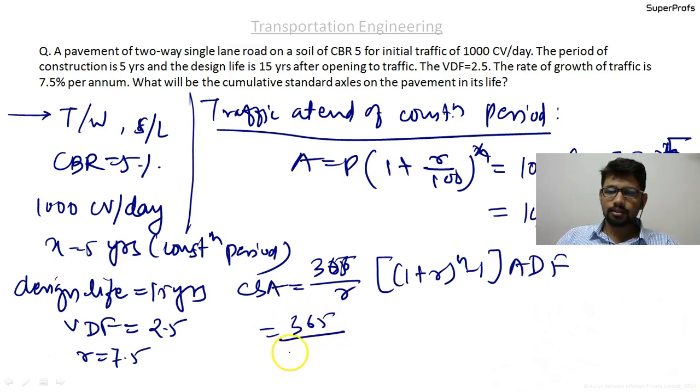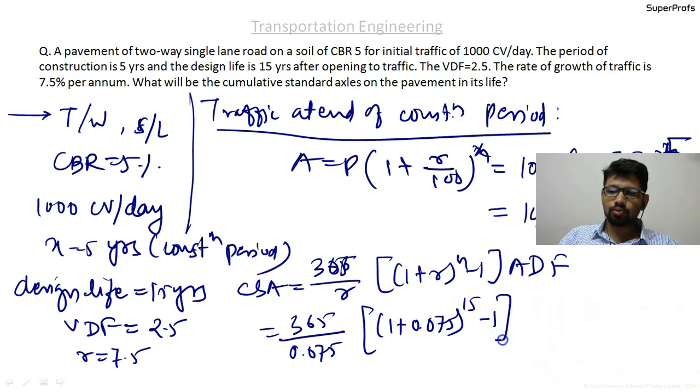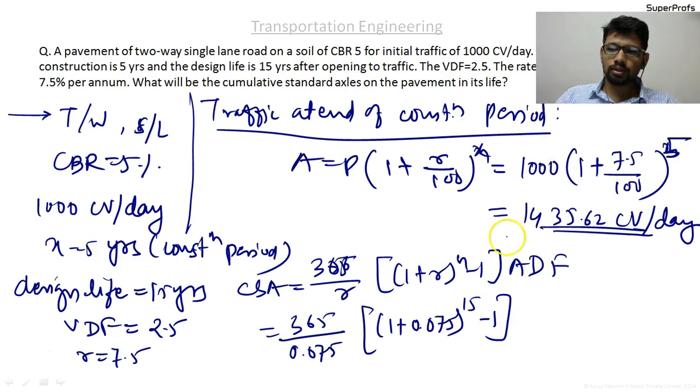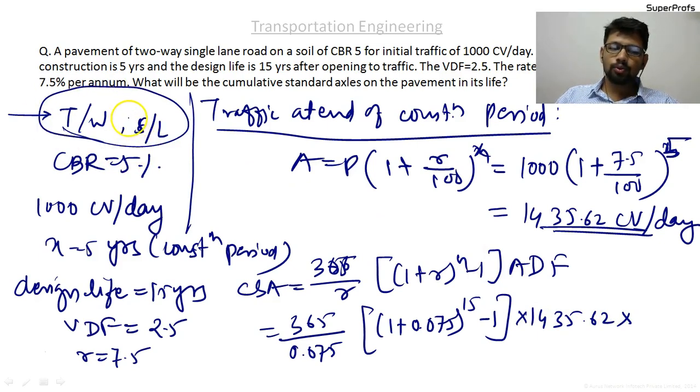365 by r, r is 0.075. 1 plus 0.075 to the power n, n is 15 years, now minus 1. Okay, the ADF, A value is now known to us, that is equal to 1435.62. Lane distribution factor: since it is a two-way single lane road, the lane distribution factor has to be 1. Based on this data, we have already discussed how.